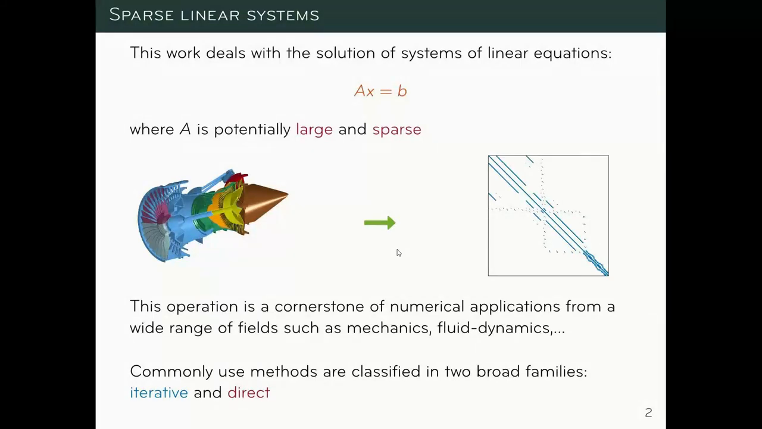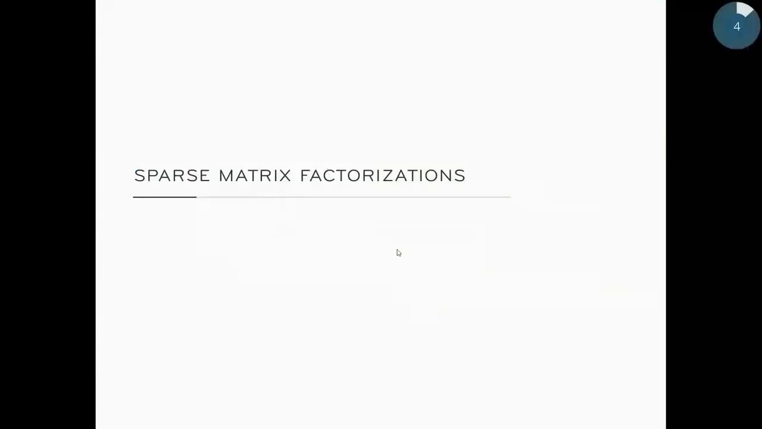On the other hand, direct methods are known for being very robust, which means that they pretty much work on any type of problem. But at the same time, they are more expensive, both in terms of execution time and memory consumption. So here we are interested in direct methods, and we are going to present methods for reducing the cost of these methods. Let me quickly recap how they work.